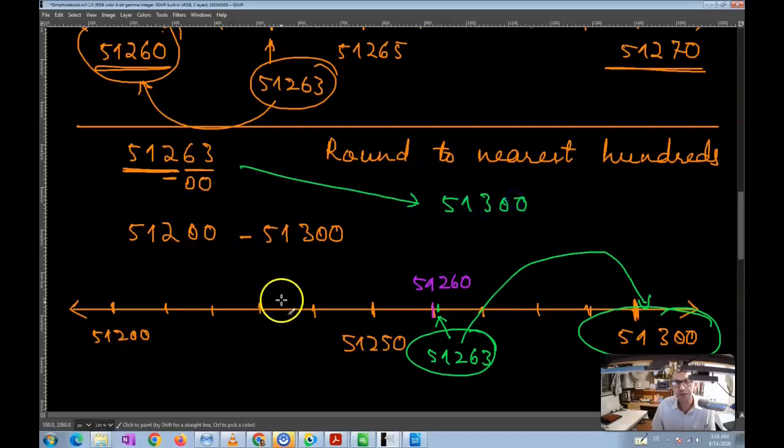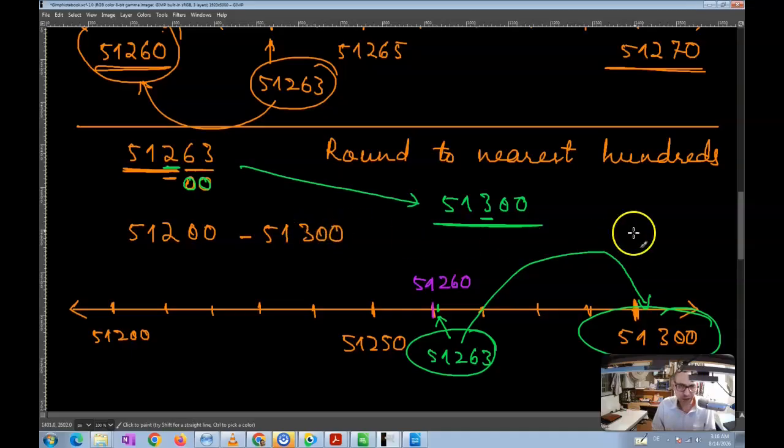I'm going to write it as 51,300, right? So you see that over here the 2 was augmented, or incremented, to a 3, and then I got the 0 over here and the 0 over here, and the number becomes 51,300, right? And you can just keep going with the same thing.